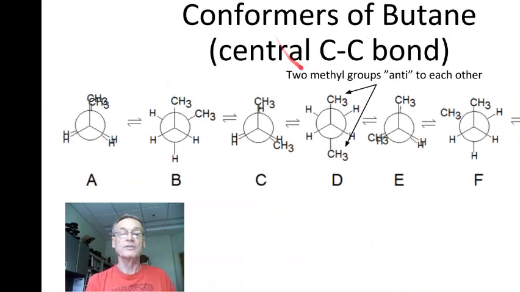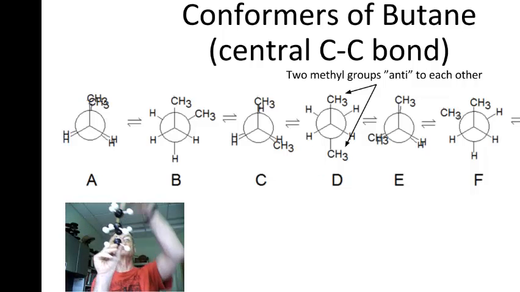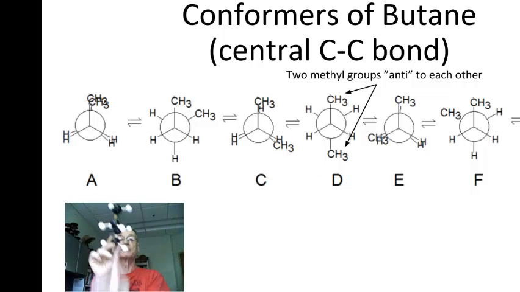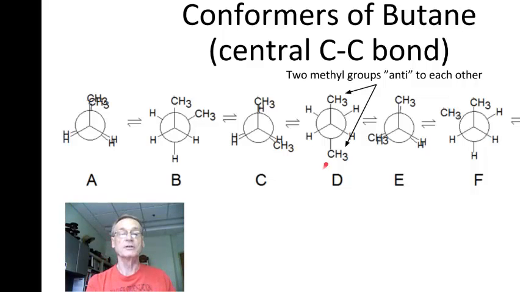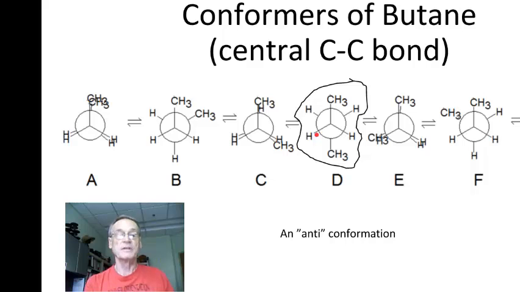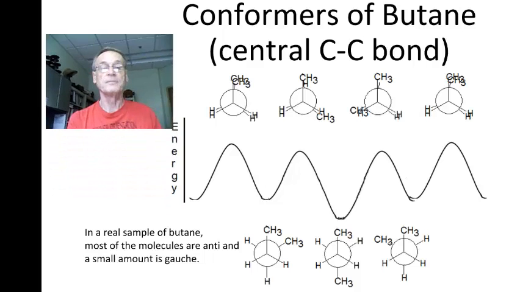These two methyl groups, as indicated here, are what are called anti, in other words, straight across. So that would be this conformation in which this methyl group on the front is pointing up, and this methyl group on the back is pointing down. There's a term for that. It's called anti. So those two methyl groups are anti to each other. As for that matter, these two hydrogens are anti to each other. And this conformation then is sometimes referred to as the anti conformation of butane.